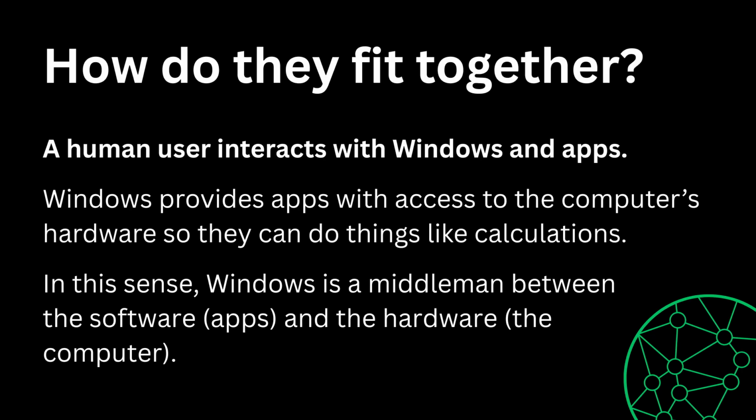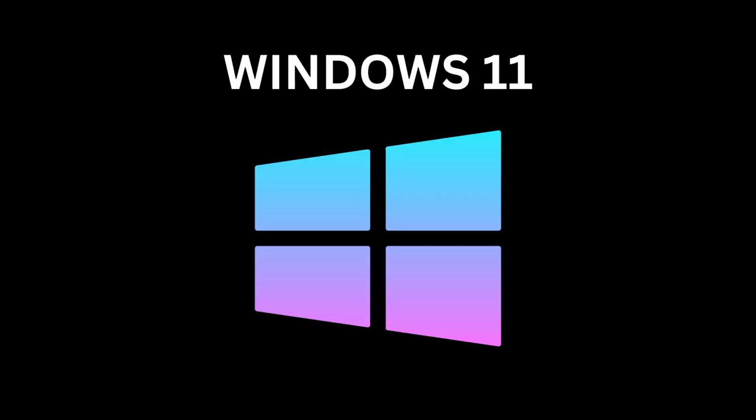A human user interacts with apps. Windows provides those apps with access to the computer's hardware so they can do things like calculations and saving data to the memory. In this sense, Windows is a middleman between the software, i.e. the apps, and the hardware, i.e. the computer. So now we know those things, we're ready to look at how to use Windows 11.